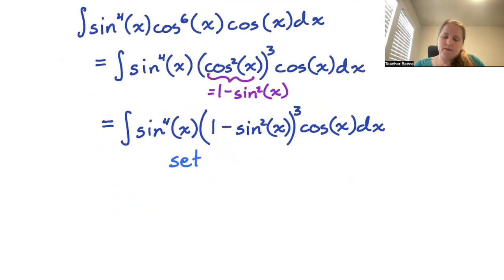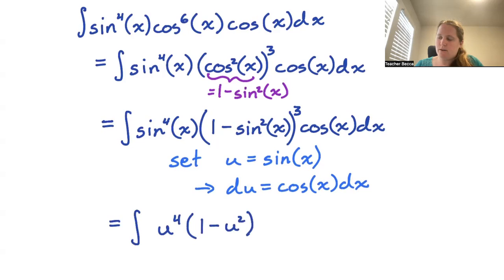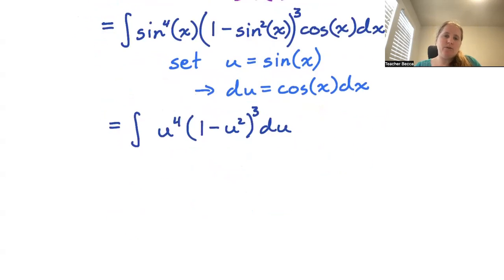So we set u to be equal to sine of x. Then we have that du is equal to cosine of x dx, which is precisely what we have on the end there. And so our integral becomes the integral of u to the fourth times 1 minus u squared, that entire 1 minus u squared cubed, times du. At this point, our job is to expand out our polynomial there.